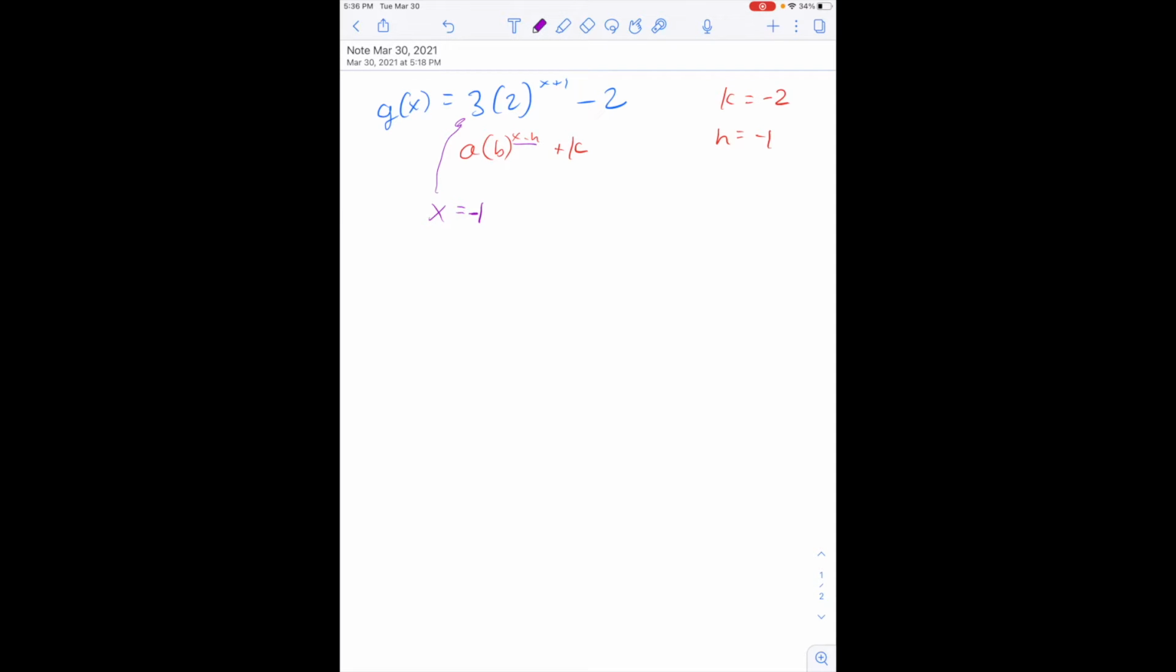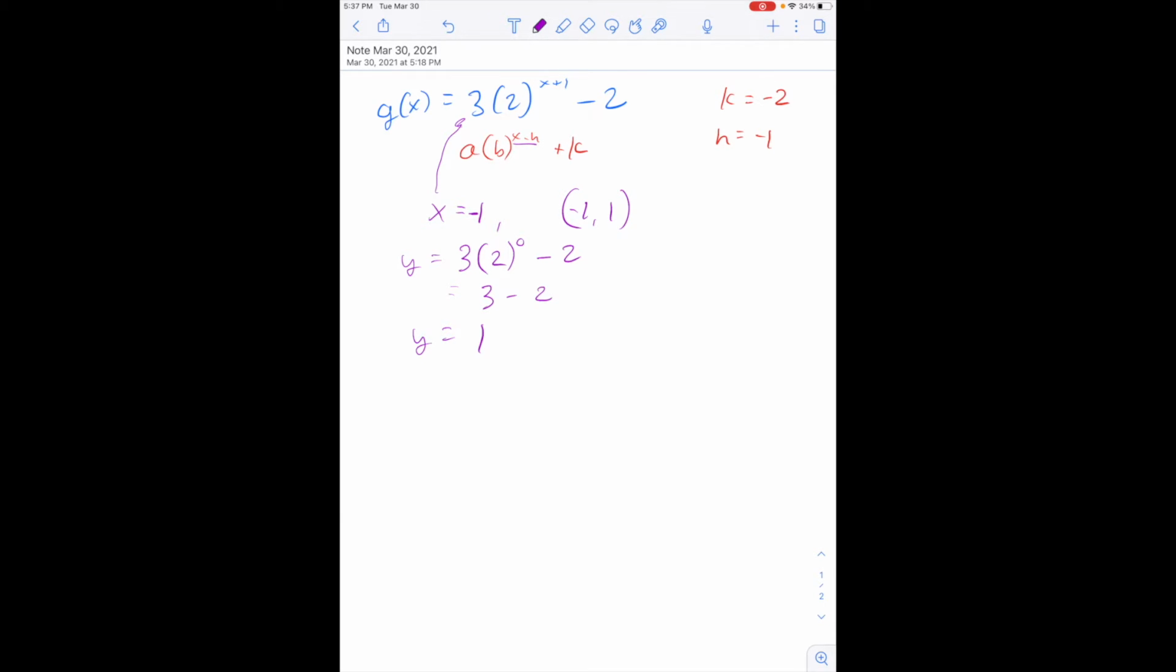So y equals 3 times 2 raised to the 0th power, because that whole exponent is going to go to 0, minus 2. So then we've got 3 minus 2, so y equals 1. So our first point is -1, 1. That's how you find your first reference point.